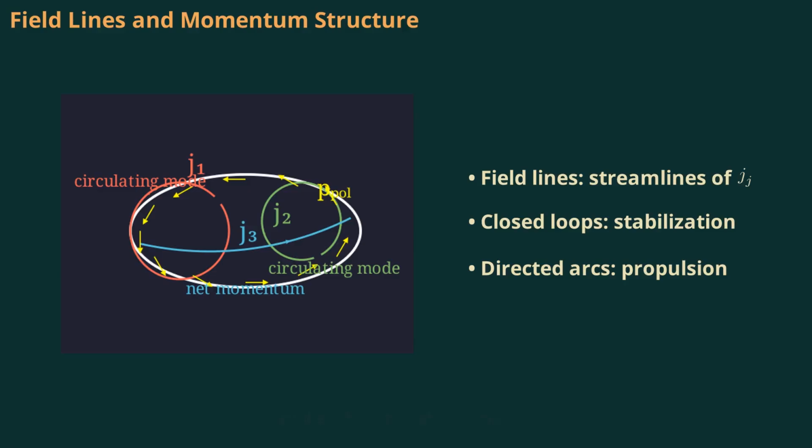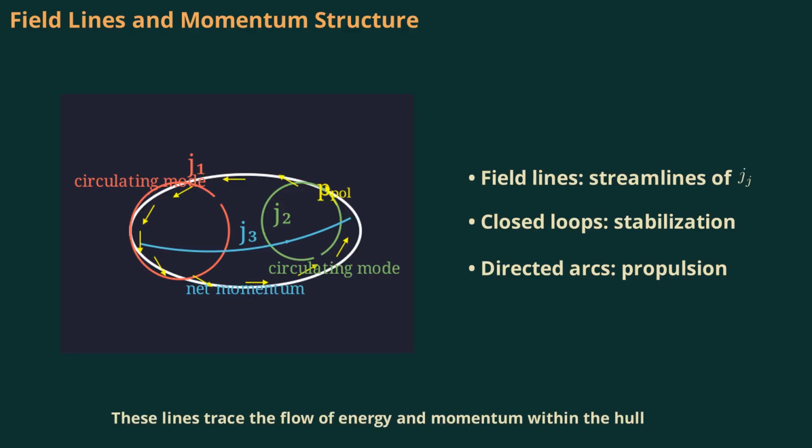To visualize the internal dynamics, field lines are used to represent the streamlines of polariton current for each flavor. These lines trace the flow of energy and momentum within the hull, highlighting regions of circulation, stabilization, and net propulsion.